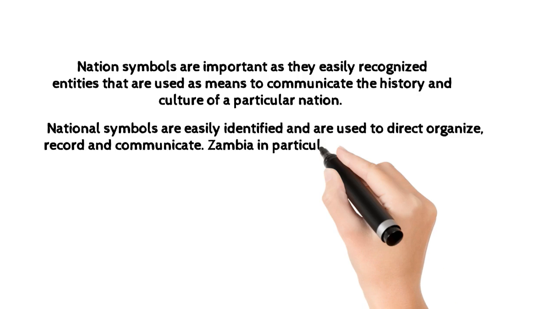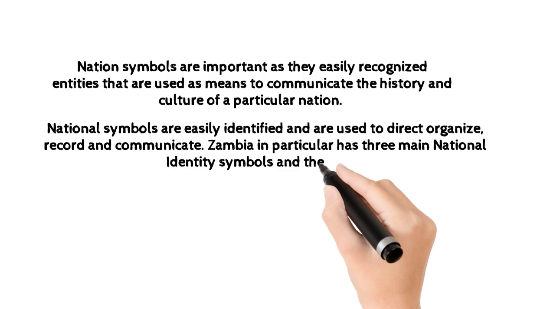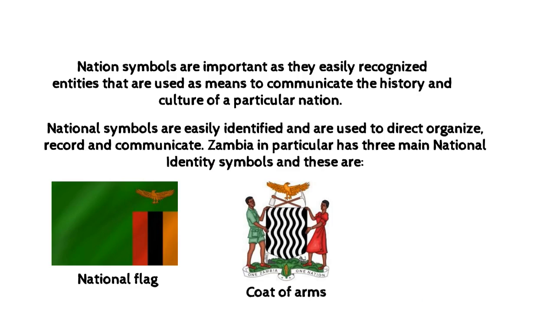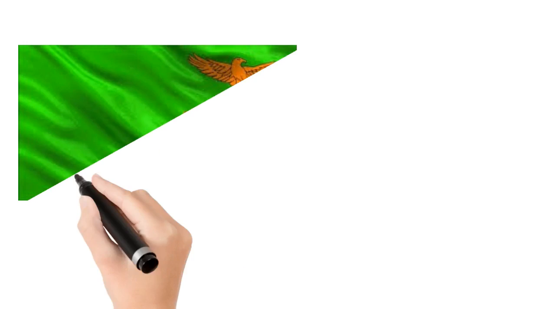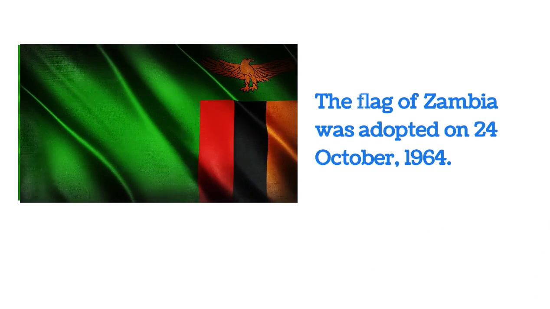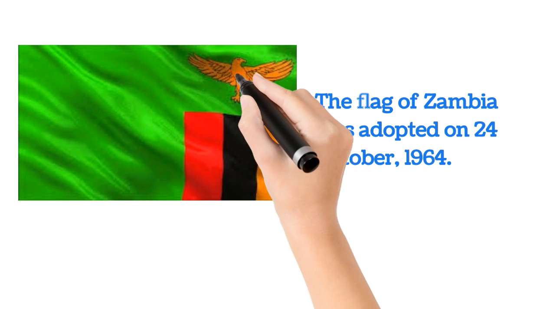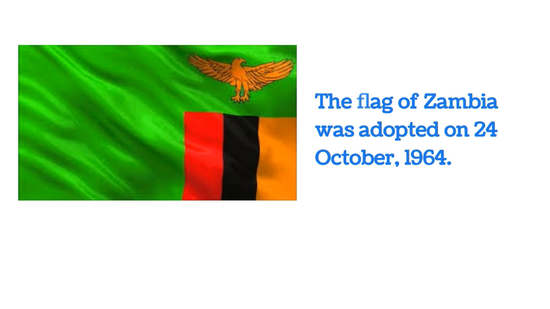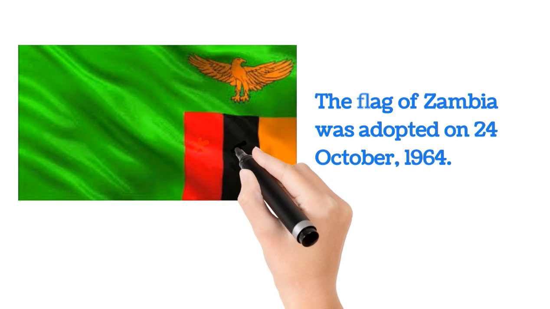Zambia in particular has three main symbols of national identity, and these are the national flag, the coat of arms, and the national anthem. I'm going to talk about these three in detail now, starting with the national flag. The flag of Zambia was adopted on 24th October 1964. Its major color is green. It has an orange-colored eagle in flight over a rectangular block of three vertical stripes, which are red, black, and orange in color.